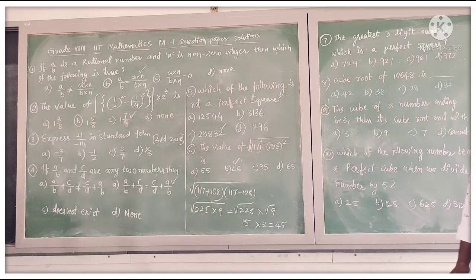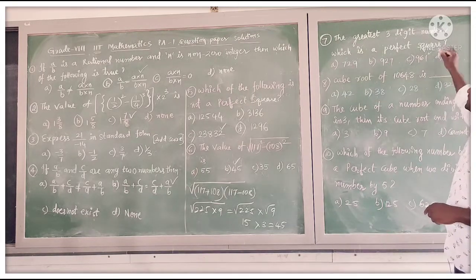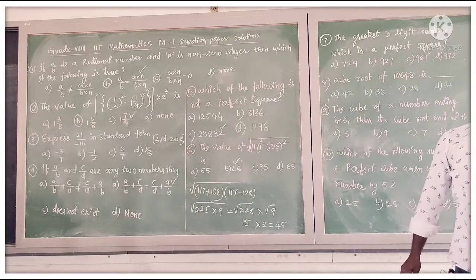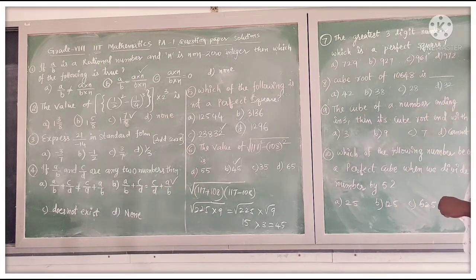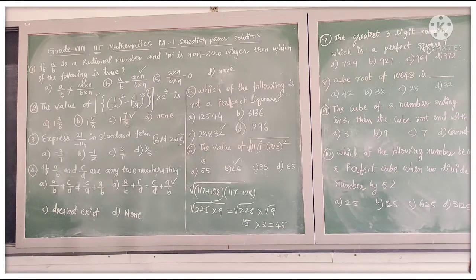So we have 31 into 31, which is 961, and 32 into 32 is 1024. 1024 is a 4-digit number, so 32 square is not the greatest 3-digit perfect square. So what is the greatest 3-digit perfect square? 961.